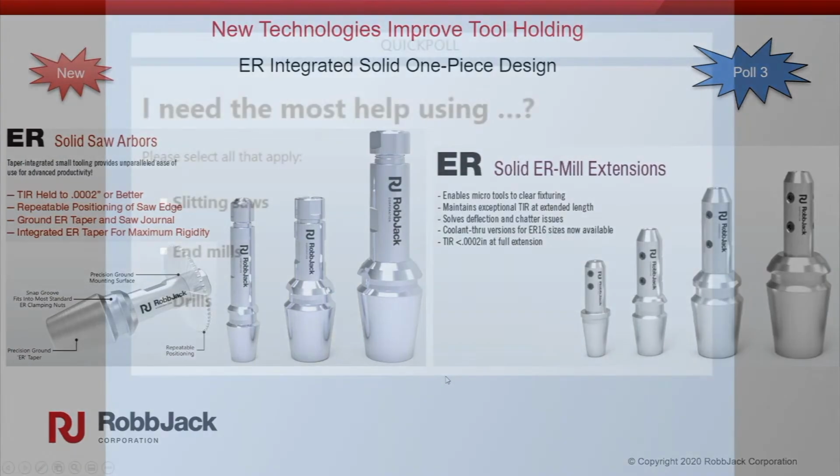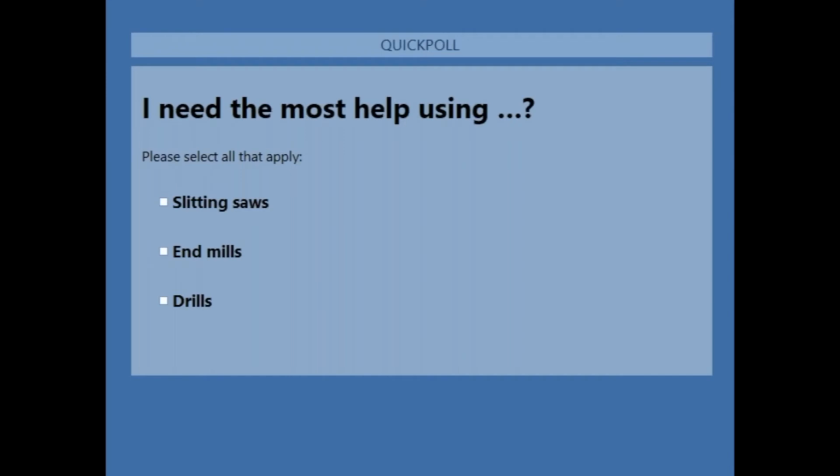Well, here's the final poll for the presentation. Just a quick question: I need the most help using what? Slitting saws, end mills, drills. You can select one or more. We'll give about 20 seconds for everyone to respond. Okay, I'm going to go ahead and close the poll. Thank you for participating in that. And again, we'll go over these after we're done with the presentation.